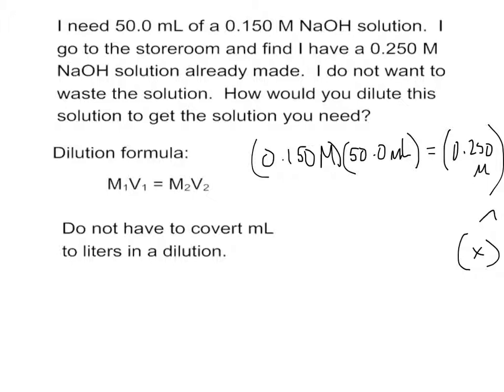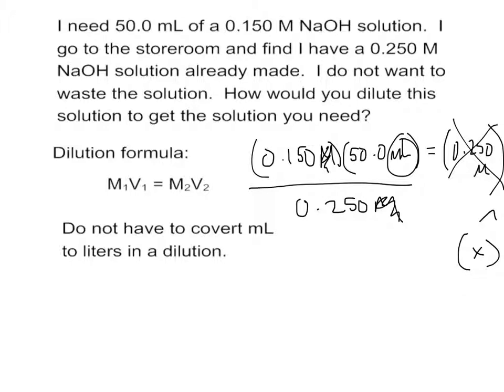Well, here's the deal, guys. You got to get X by itself. Fortunately, it's very easy. All you have to do is divide by 0.250 molar. This goes away. Molar goes away. I'm left with milliliters, which is a volume, so this is good. If I get out my magic box and I hit 0.150 times 50 divided by 0.250, what you're going to find is it's going to spit out 30 as the answer.